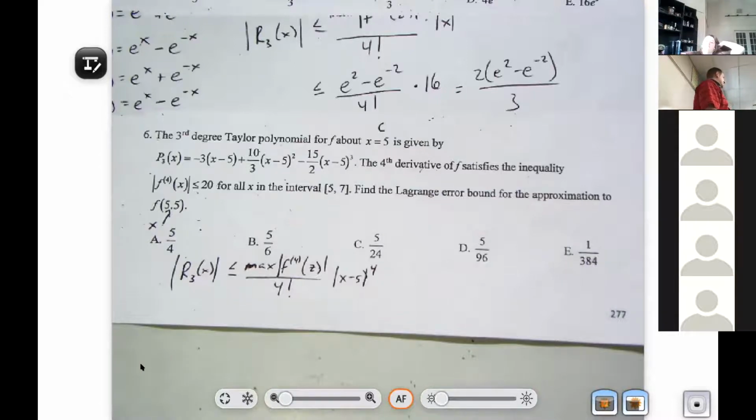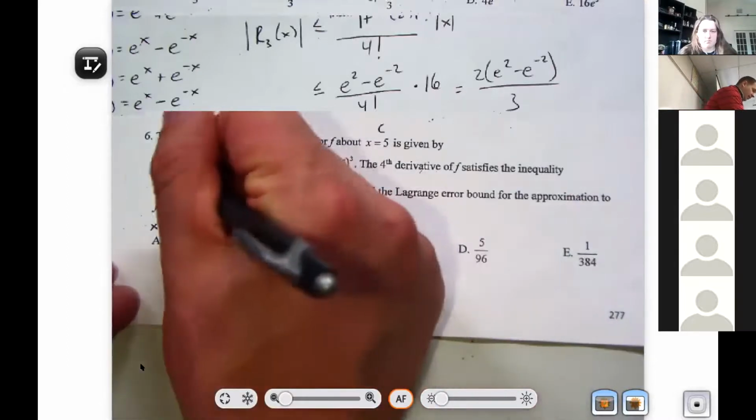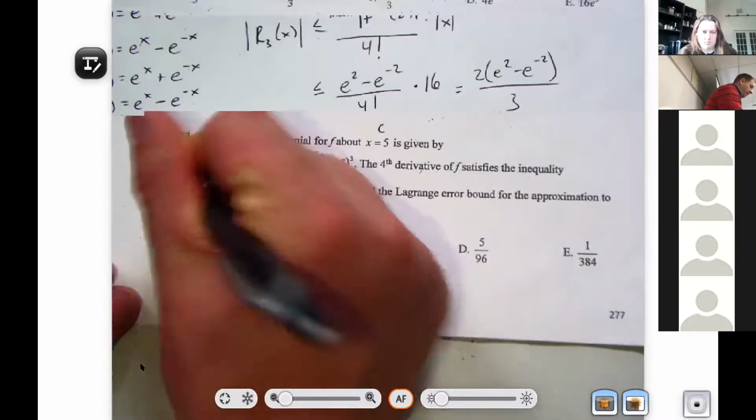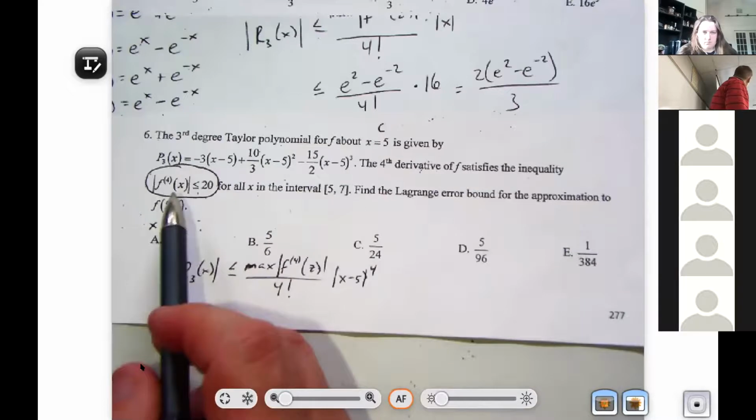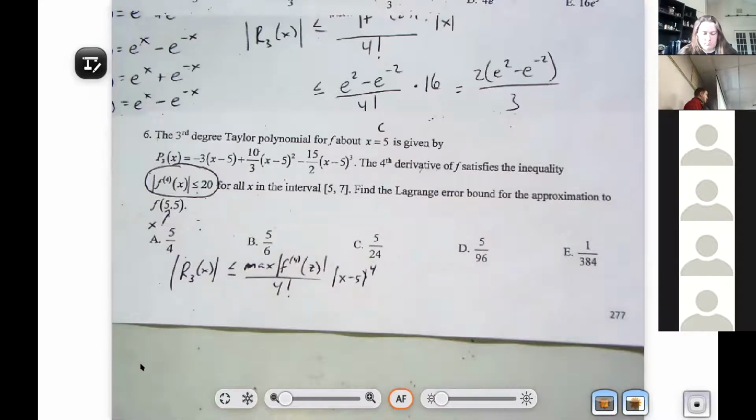This one is super nice because they're basically telling you right here, the biggest that fourth degree can possibly be is 20. Like they're giving you that value. So this is what I mean.